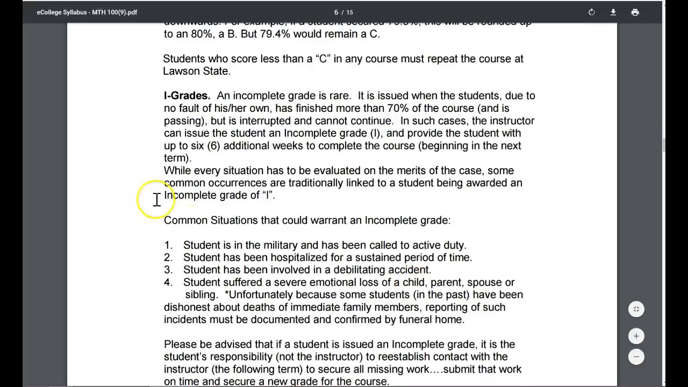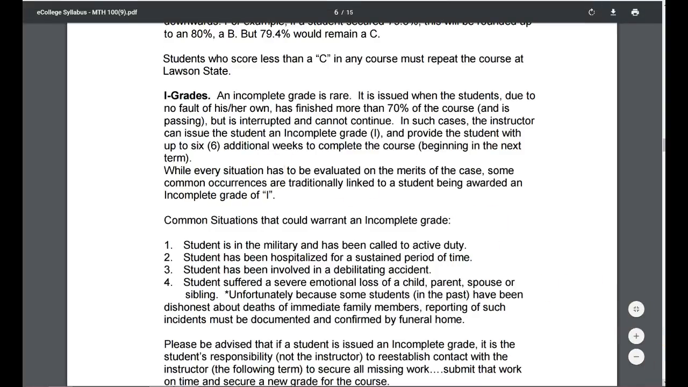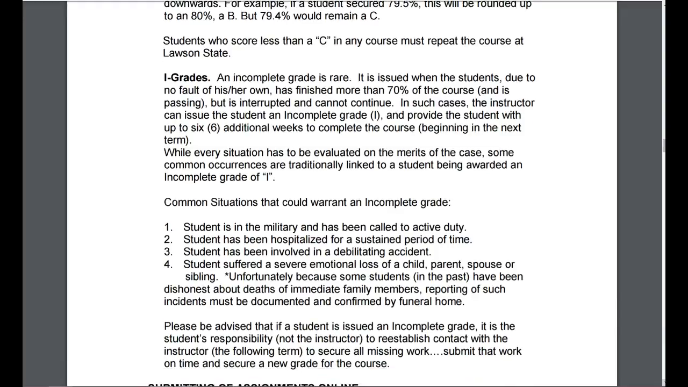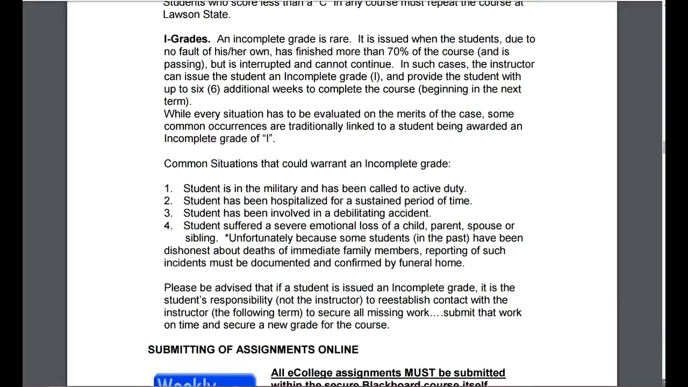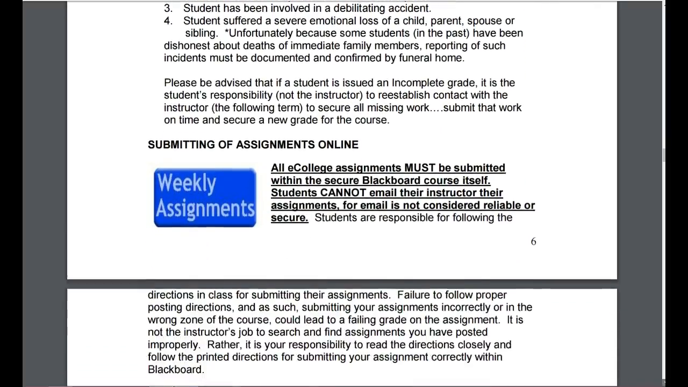If you receive an I grade for any reason at the end of the course, please contact me as soon as possible. I usually only give I's if, for example, you've been doing really well throughout the course, you're passing, and for some reason you signed up for your final exam but didn't take it, and something happened and you have an excuse. In those cases I may give an I.